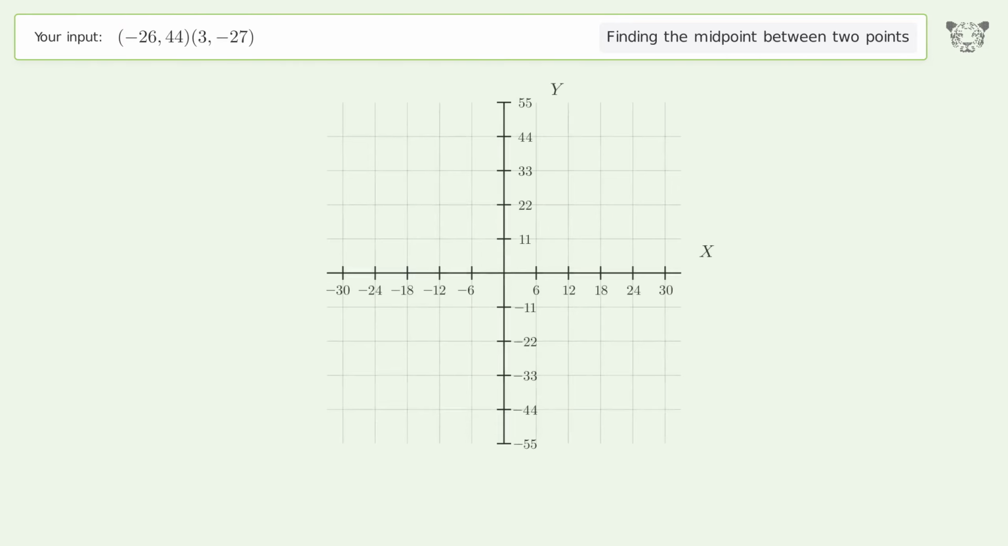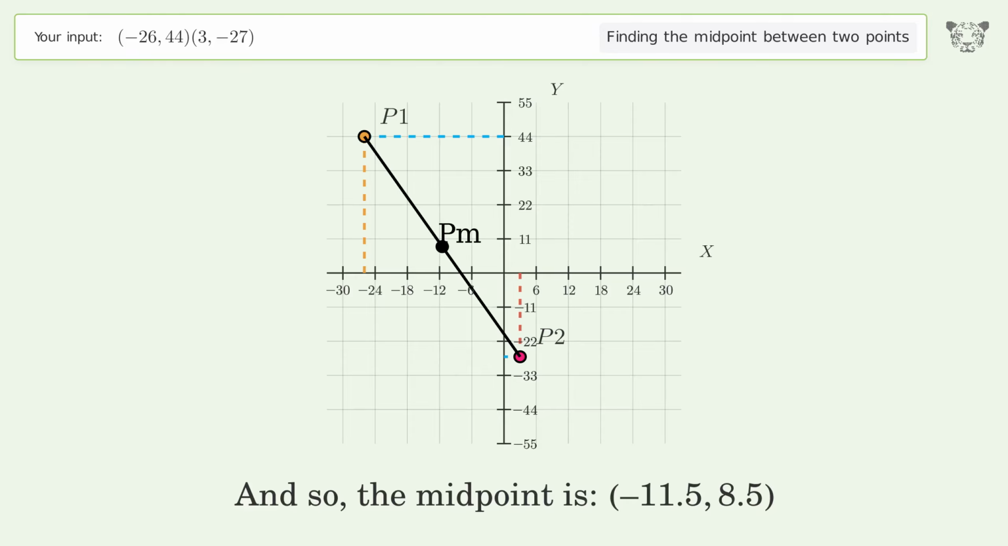And so, the midpoint is negative 11.5, 8.5.